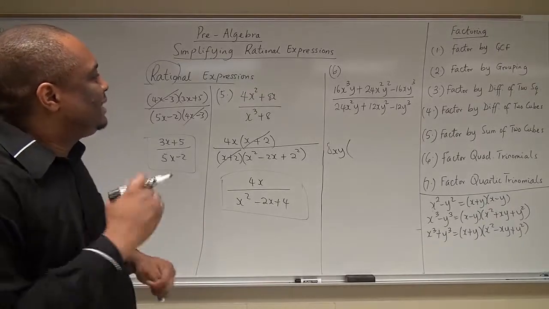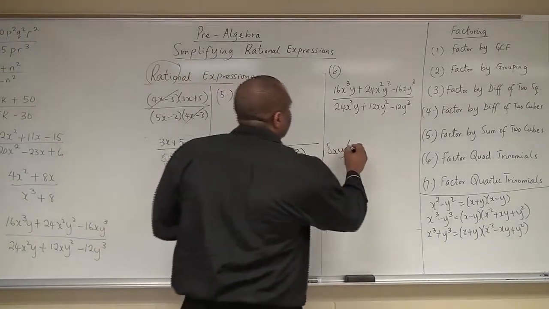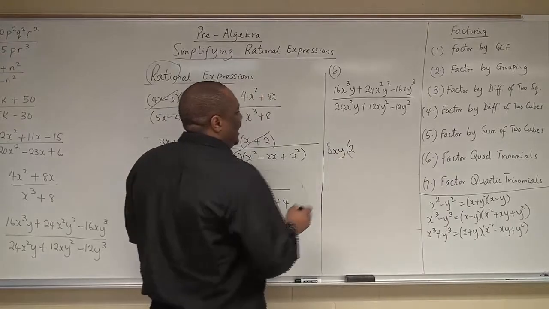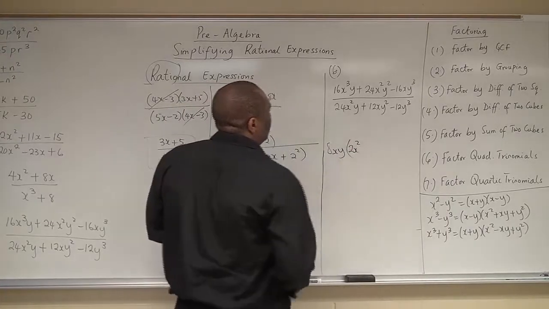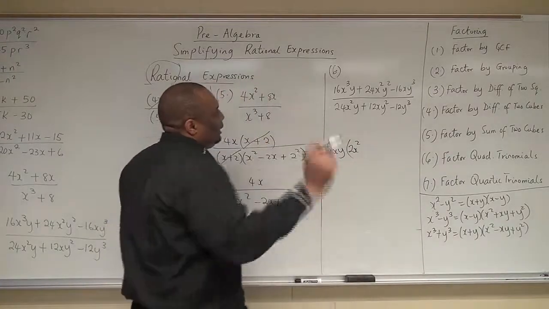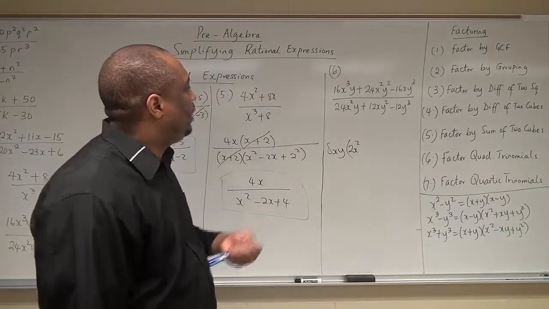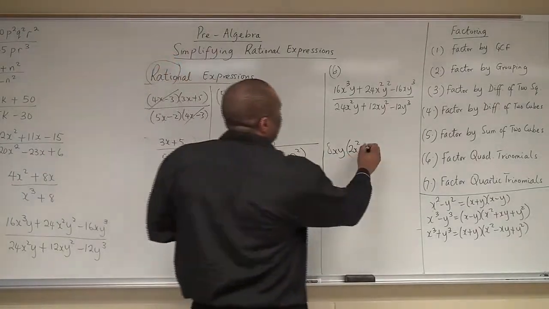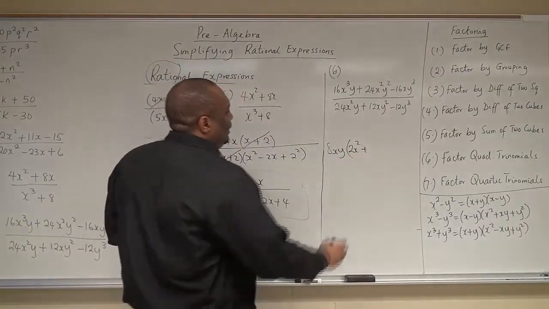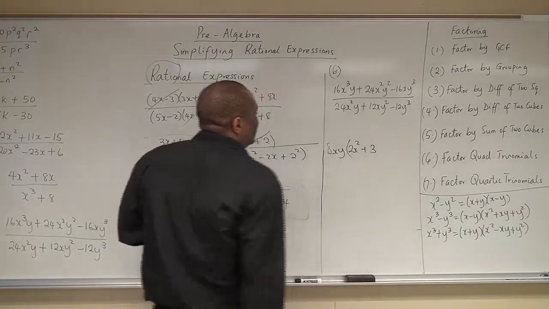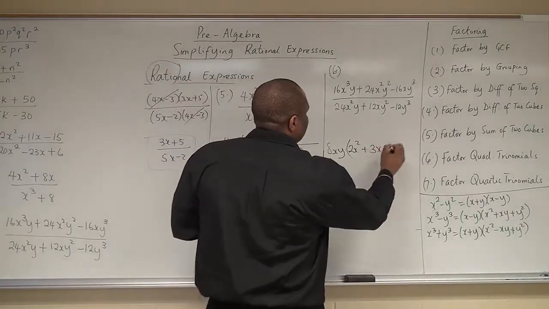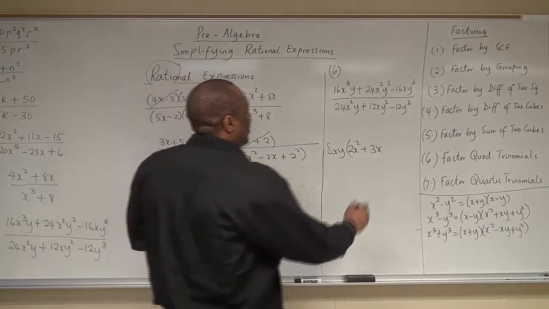What is remaining? 16 divided by 8 is 2. X cubed divided by x is x squared. Y divided by y is 1. Plus 24 divided by 8 is 3. X squared divided by x is x. Y squared divided by y is y.